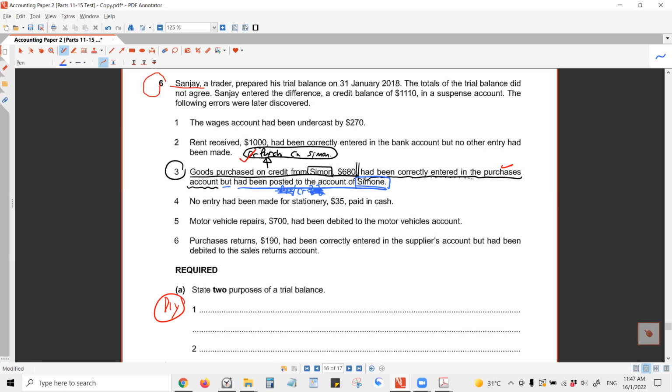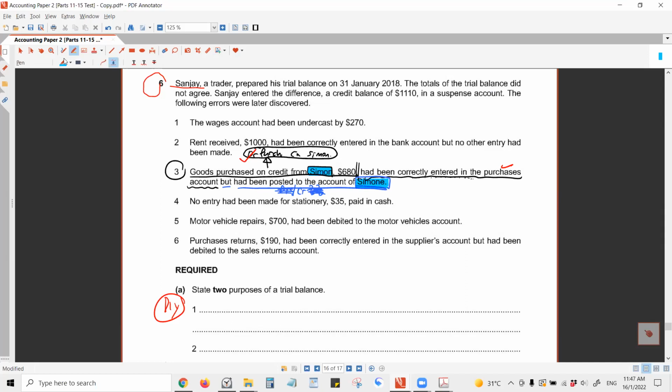So what error is this? This is an error of commission. How do I know? Because both the wrong and correct account belong to the same category of items. They should have credited Simon, but they credited Simone. Even though it's a mistake, both of them belong to the same kind of thing. So this is an error of commission.